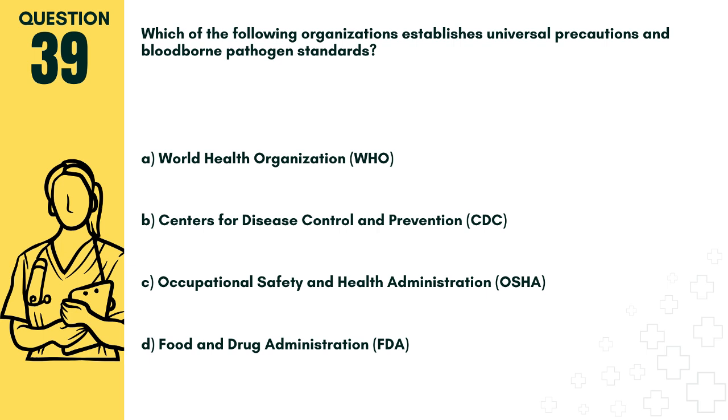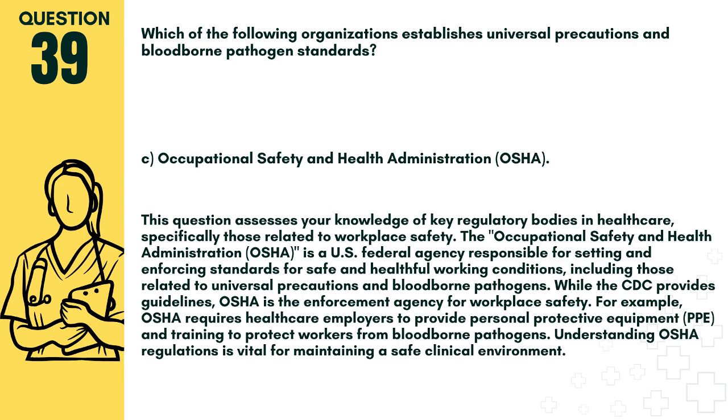Question 39. Which of the following organizations establishes universal precautions and bloodborne pathogen standards? A. World Health Organization, WHO. B. Centers for Disease Control and Prevention, CDC. C. Occupational Safety and Health Administration, OSHA. D. Food and Drug Administration, FDA. Answer: C. Occupational Safety and Health Administration, OSHA.